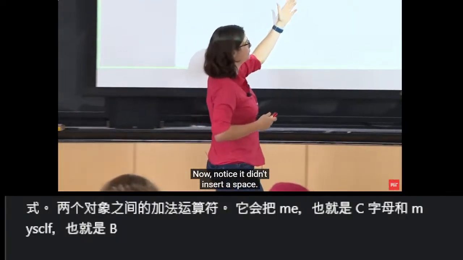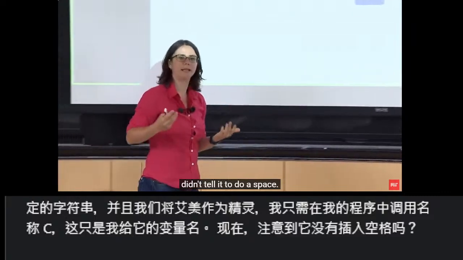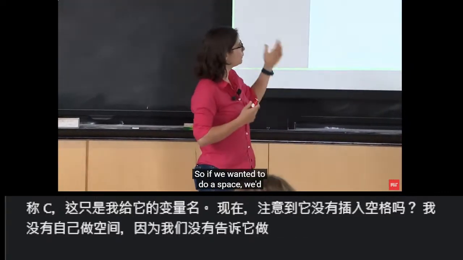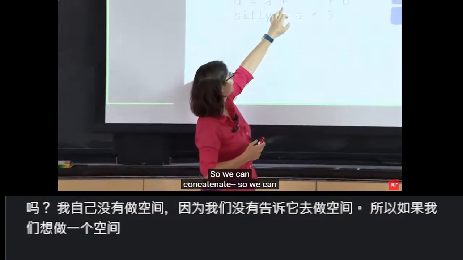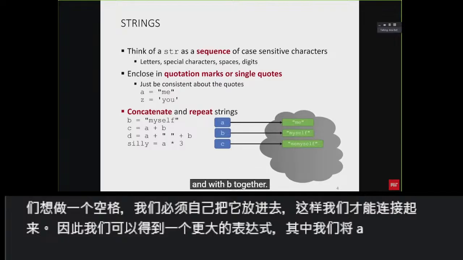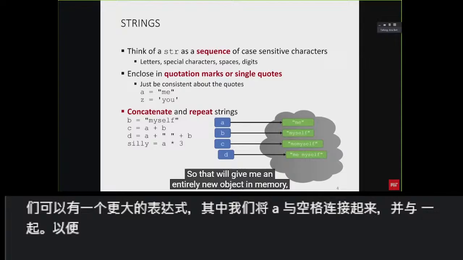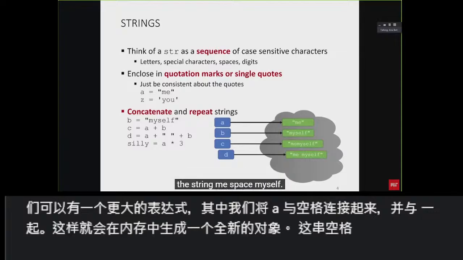Now notice it didn't insert a space, right? It didn't do me space myself because we didn't tell it to do a space. So if we wanted to do a space, we'd have to put it in ourselves. So we can concatenate, so we can have a larger expression where we concatenate a with a space and with b together. So that will give me an entirely new object in memory, the string me space myself. This new object is bound to the name d.